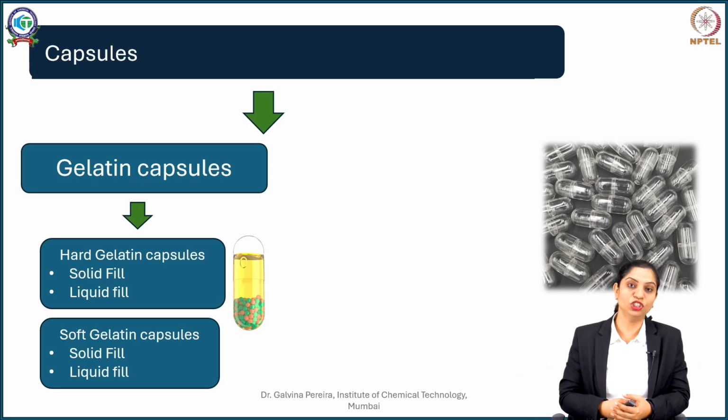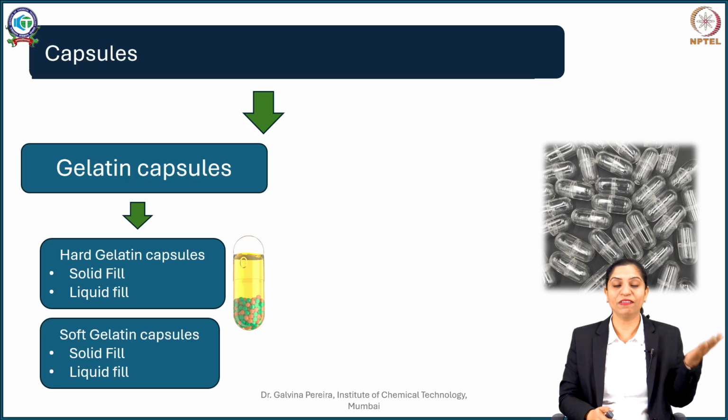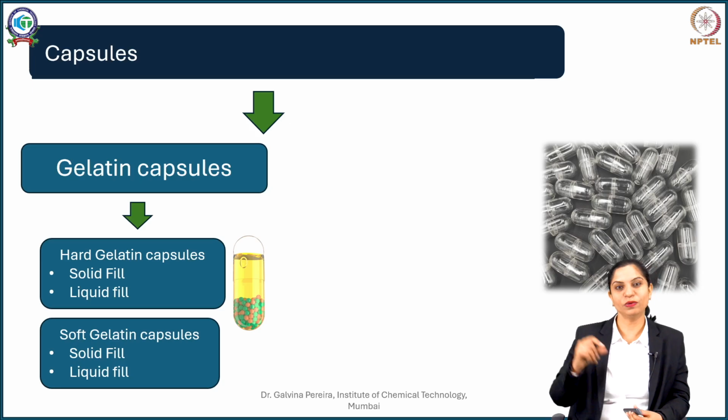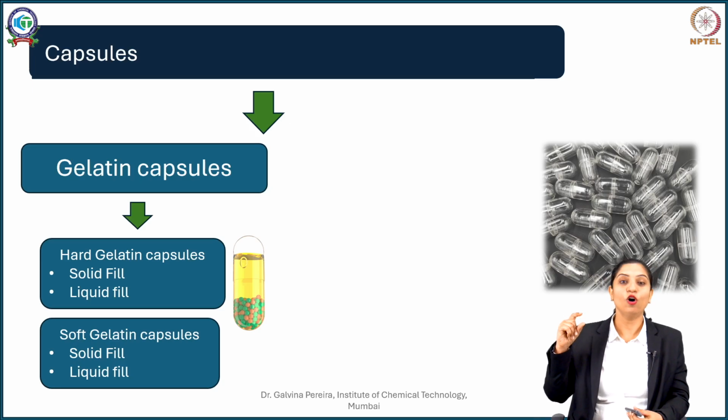Now these capsule shells come in 2 variants. You have the gelatin variant and you have what is called the vegan variant. The gelatin variant is obtained from bovine bones and cartilages, from which different grades of gelatin are obtained. This gelatin is then fabricated into 2 types. One is called hard gelatin capsules, wherein you have hard shells, or soft gelatin capsules, wherein you have more pliable or soft shells.